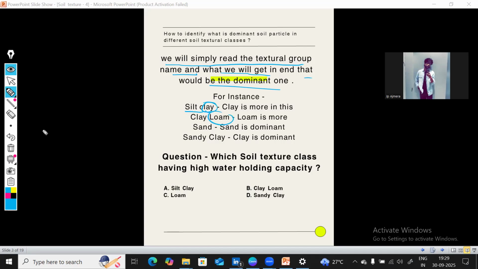Okay, for example in this first one, silty clay, clay is the dominant one in that particular soil texture class. Silt comes next after clay. In clay loam, loam is the dominant one, then comes clay. Okay, and in sandy clay, clay is dominant in that particular class. All right, I think it's very simple to remember this.